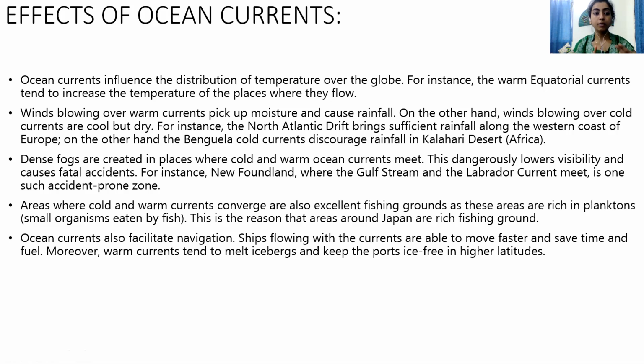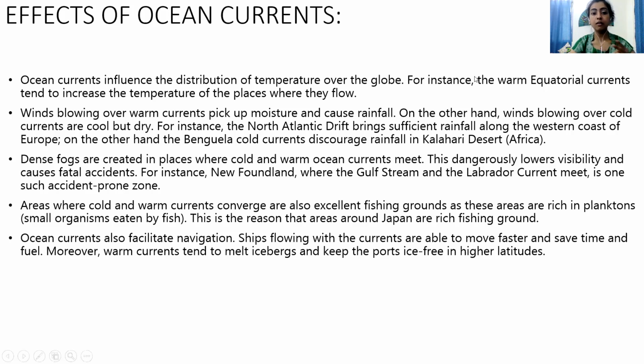Secondly, the wind blowing over warm currents picks up moisture and causes rainfall. As we know, if the water is warm, evaporation will be more, right? If evaporation is happening, then condensation, then precipitation. So in those areas where there is a warm ocean current, the rainfall will also be more. On the other hand, in those places where there is a cold ocean current, the air will be dry, there will be less moisture content, so the rainfall also will be less.